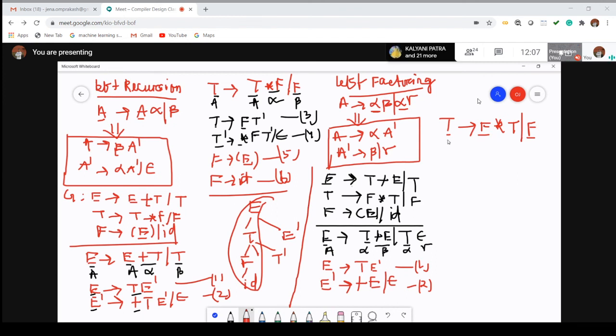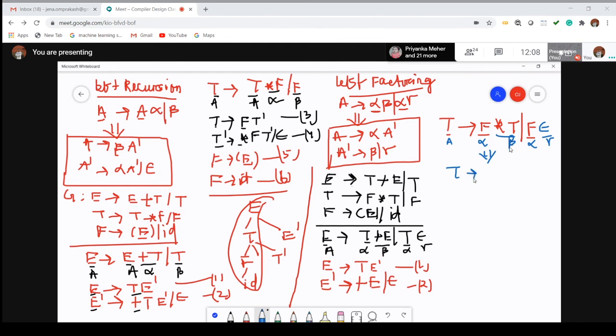How can we represent this one? I can write this A value as T value equal to A. Okay, this value equal to alpha, this value equal to beta. Again F means it is alpha, and my epsilon value equal to gamma. Okay, now it is in the form of a left factoring. So what is the formula? It will be A to alpha A dash. A means it will be T.